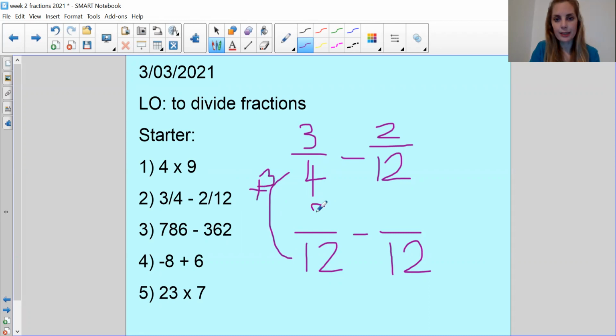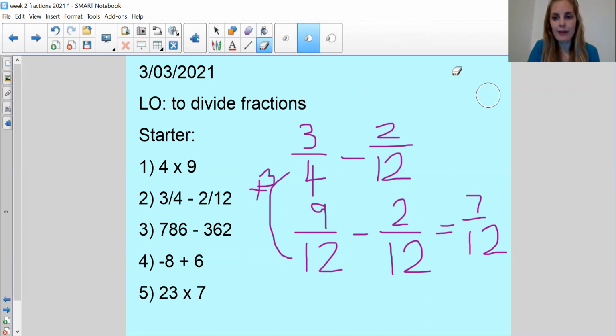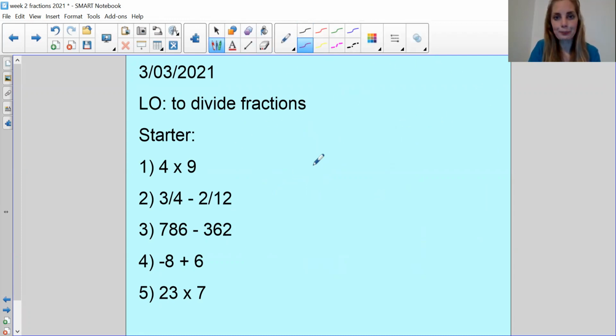So I'm going to say 3 times 3 is 9. And from 12 to 12, I did nothing, so I'm going to do nothing to my 2, and I leave that as a top 2. And I say 9 minus 2 is 7/12. And that is your answer, 7/12, and we leave it like that.